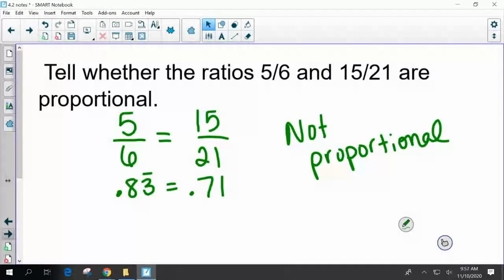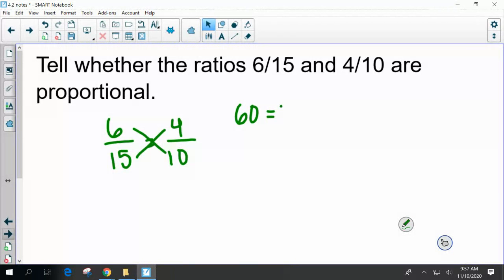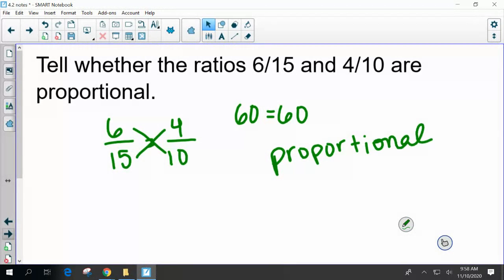Okay. So now I'll show you the other way to do it. We're going to decide if 6/15 and 4/10 are proportional. The other way you can do it is to cross multiply. So 15 times 4 is 60. Is that equal to 6 times 10? They're both 60, right? So this one is proportional. Okay, so I want you to try the next one.